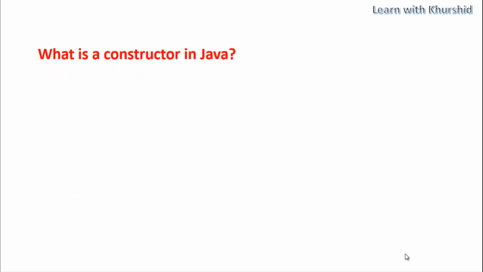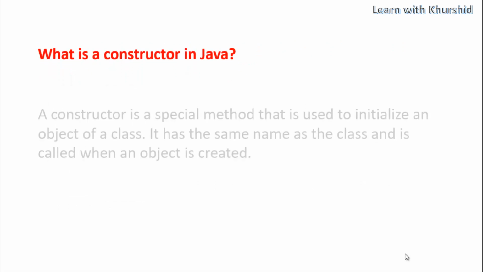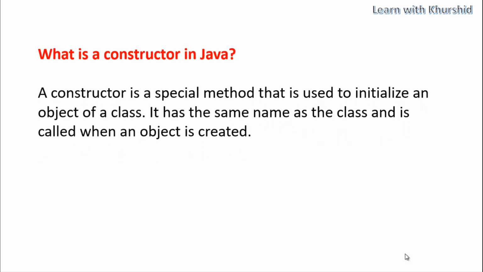What is a constructor in Java? A constructor is a special method that is used to initialize an object of a class. It has the same name as the class and is called when an object is created.